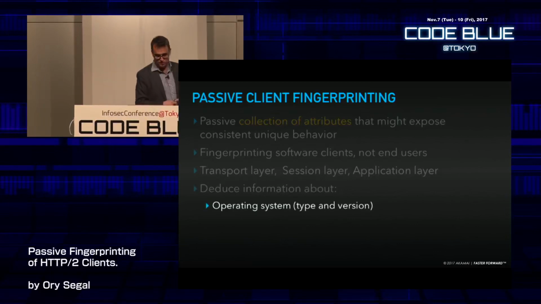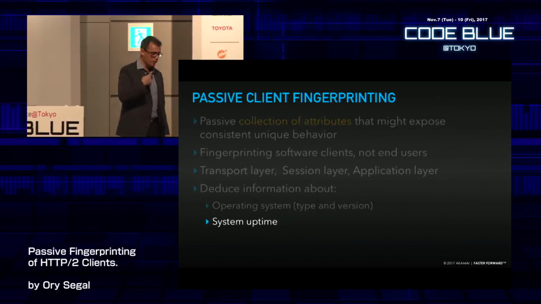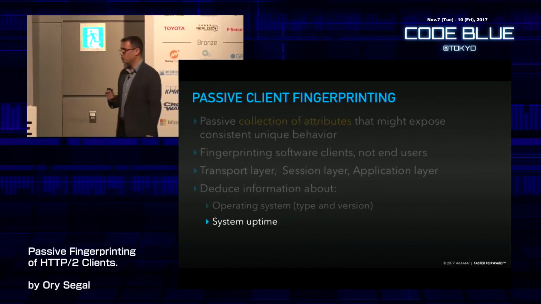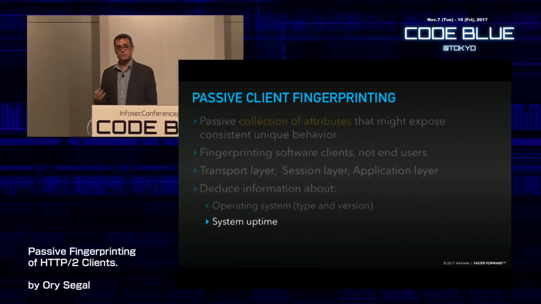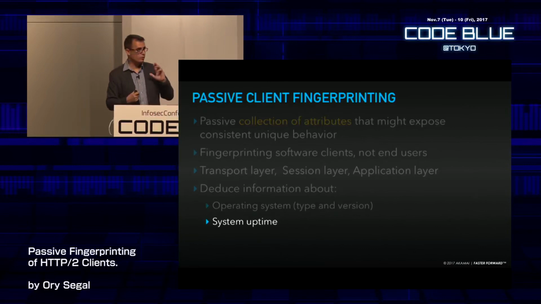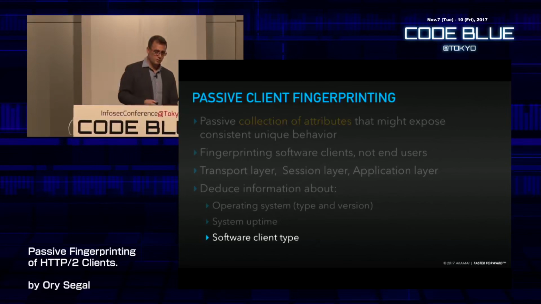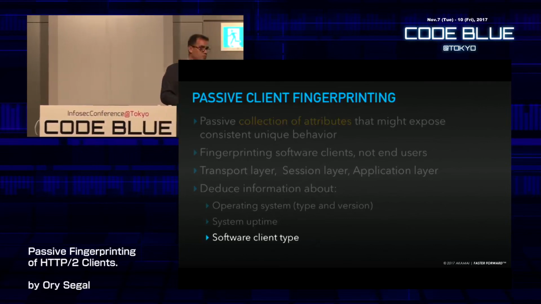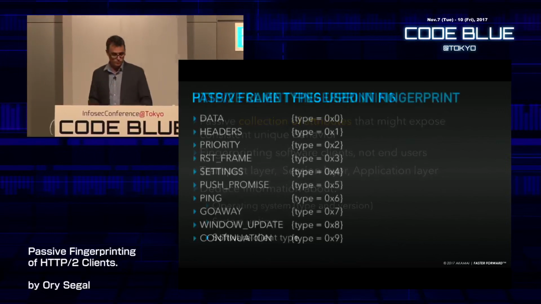So what can you learn from passive client fingerprinting? You can learn about the type of operating system and even the version, and we'll talk about that in a moment. With passive TCP fingerprinting, if you're talking to a Unix-based machine, you can deduce pretty accurately the uptime. So when was the last time that the system rebooted? That's very cool to see that it's the same person over and over again. And of course, the client type, the software client type: what kind of browser, what kind of version, what kind of command line client is being used, and so forth.